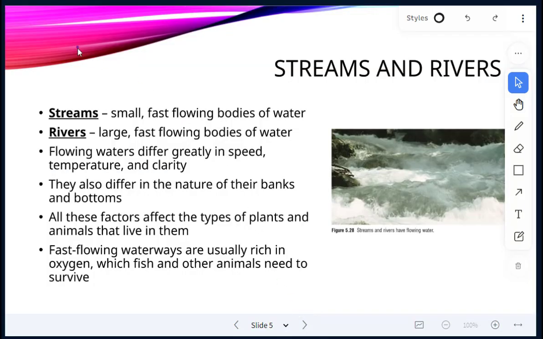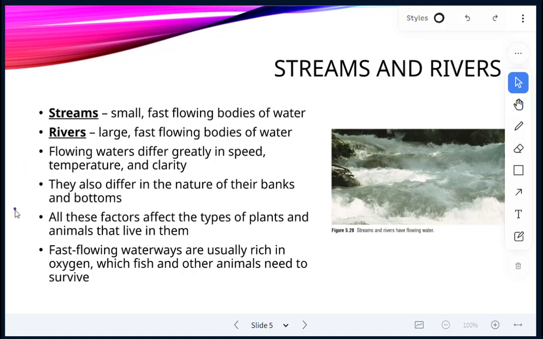Okay, so next we're going to talk about streams and rivers. Streams are small, fast-flowing bodies of water, and then rivers are larger, fast-flowing bodies of water. Flowing waters differ in speed, temperature, and clarity. They're also going to differ in the nature of their banks and bottoms. So keep in mind they are flowing bodies of water, different from what we saw with the lakes and the wetlands and the ponds.